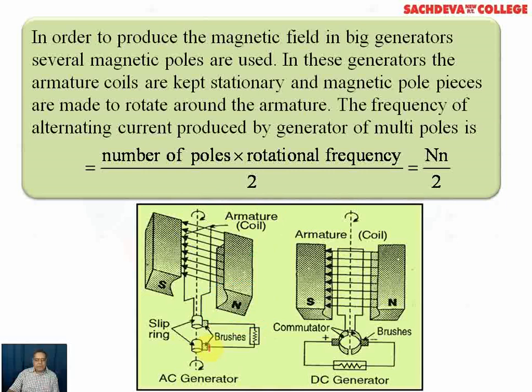So, the point to remember is that in the DC generator a commutator is used, whereas in the AC generator, slip rings will be used. The remaining working is almost the same.